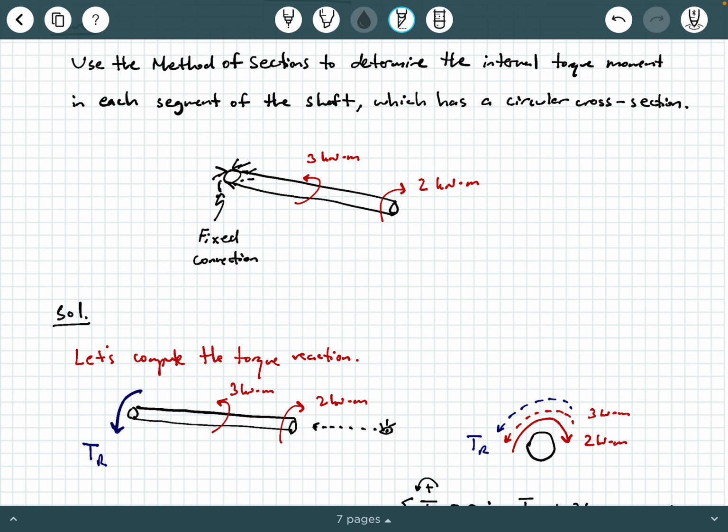So we can make a cut through this segment that's in between the reaction and the 3 kilonewton meters. We make a cut right here, and we could look at a left free body diagram, in which case the TR reaction is there and we need to use it, or we can make this cut and look at a right free body diagram, which will include the 3 kilonewton meters and the 2 kilonewton meters, and we need to use both of those. We could use either free body, it doesn't matter, okay?